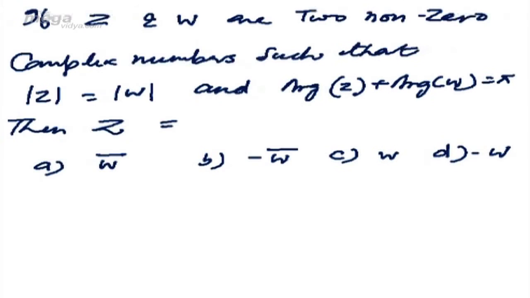We come to the next example. If z and w are two complex numbers such that mod of z is equal to mod of w and argument of z plus argument of w is equal to pi, then z is: a) w bar, b) minus w bar, c) w, d) minus w. Let us come to the solution.